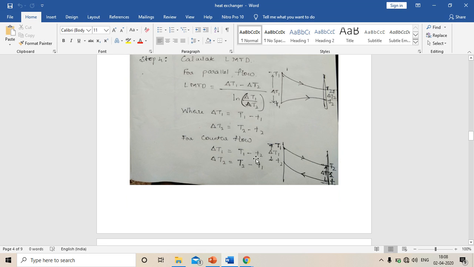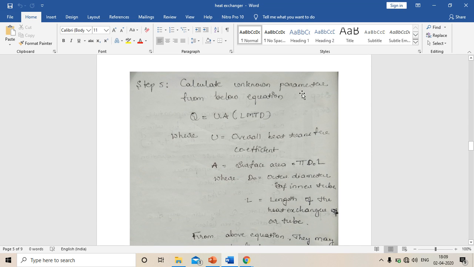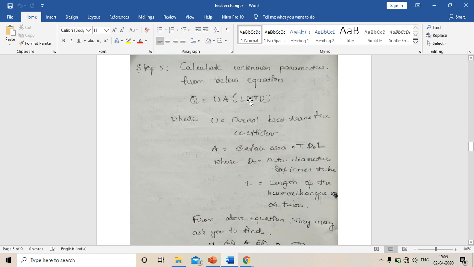For counterflow, you can see the diagram also. Delta T1 equal to capital T1 minus small t2, and delta T2 equal to capital T2 minus small t1. So like this it will be written. Only this is the difference while writing parallel flow and counterflow heat exchangers. So step 5, the last step, is to calculate the unknown parameter from the below equation.